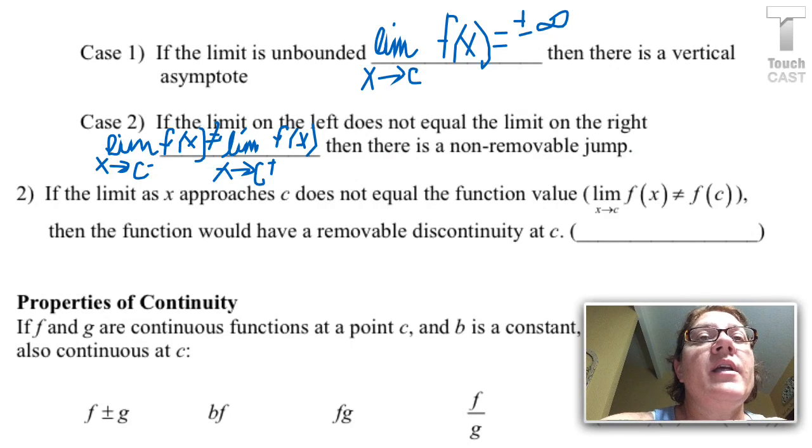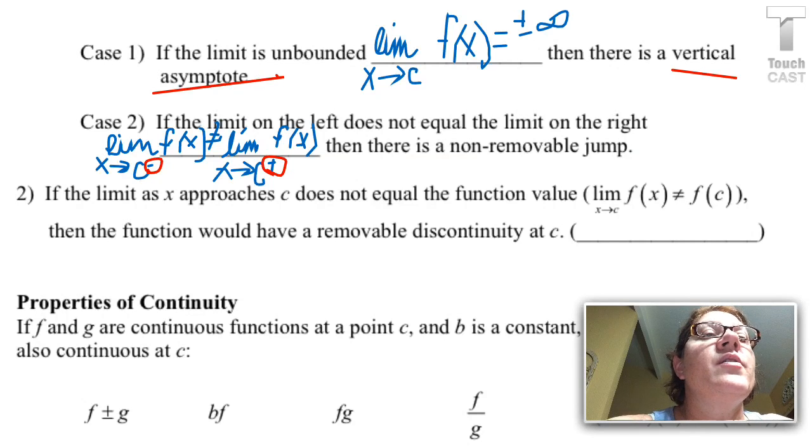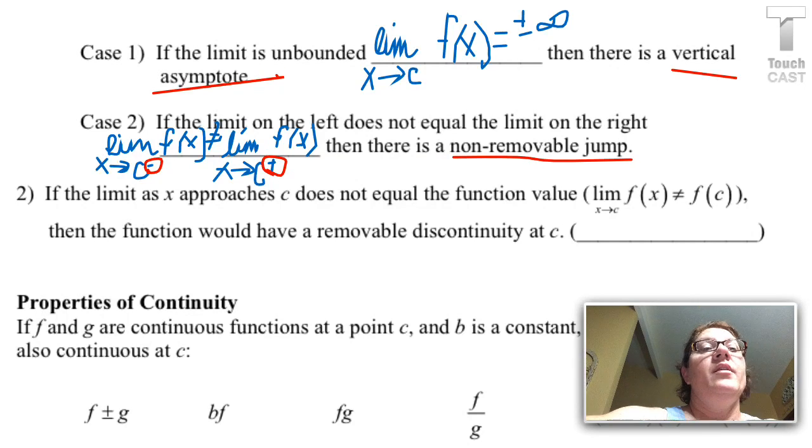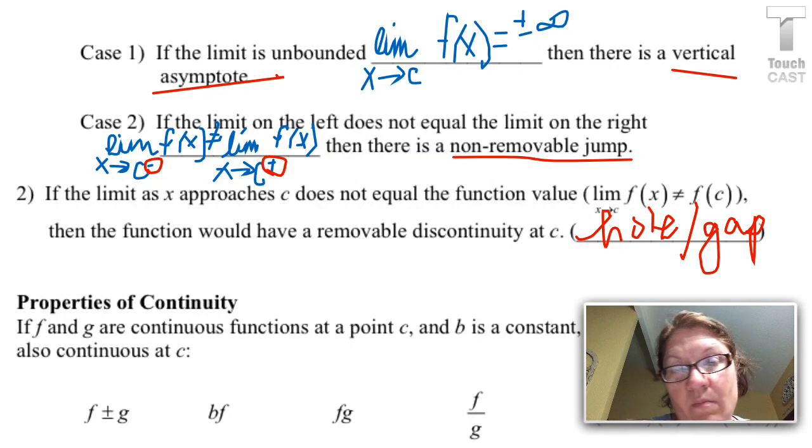Okay, so a couple of things. If the limit is unbounded, in other words, it's just getting bigger and bigger or smaller and smaller, or it's going to infinity, then there has to be a vertical asymptote there. And if the limit on the left, remember that's the little minus sign, and the limit on the right, that's the positive side, don't equal, then there's a non-removable jump. And if the limit as we approach c of f of x does not actually equal the stated y value, then there happens to be a hole or a gap. And if you go back, all those examples I just gave you match up with all of that.